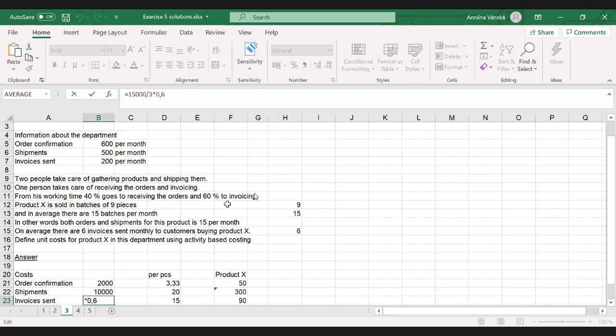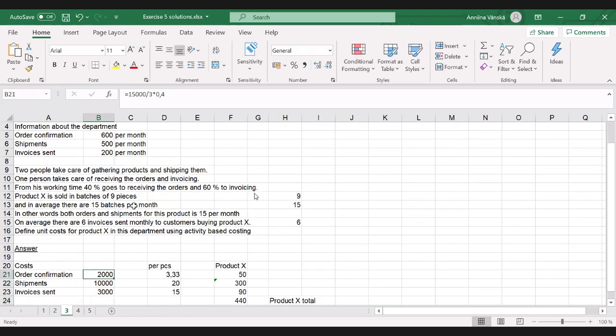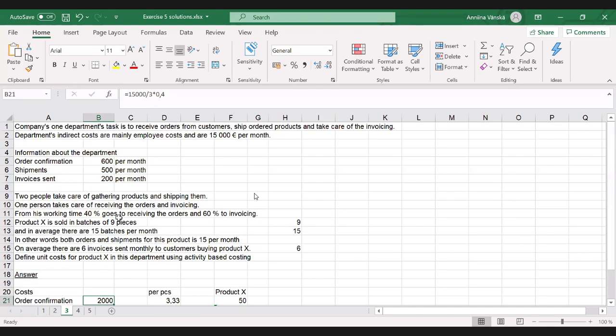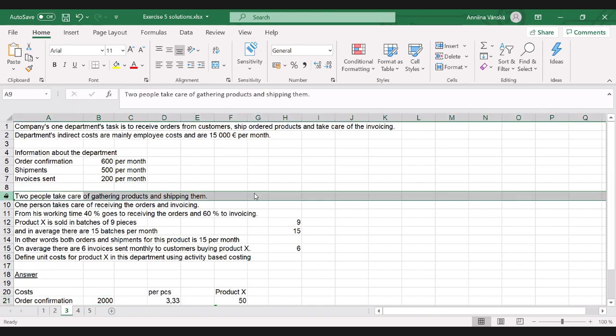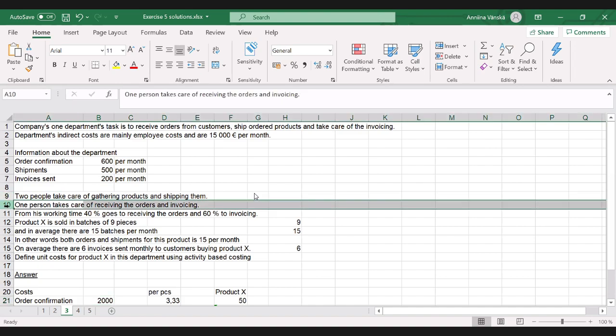Igor has a question. Why do we divide it by 3 every time? Because there are 3 people working in the department. 2 were taking care of the products and shipping, and 1 was taking care of the orders and invoicing. So altogether 3 people. Okay. One of the challenges in this exercise is that it wasn't clearly said that there are 3 people working in the department.